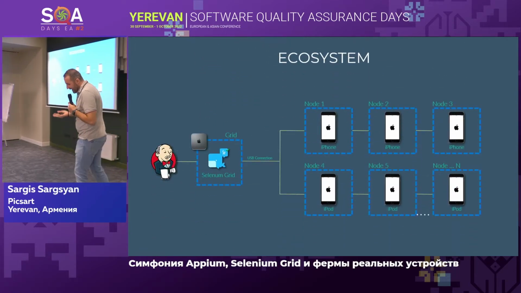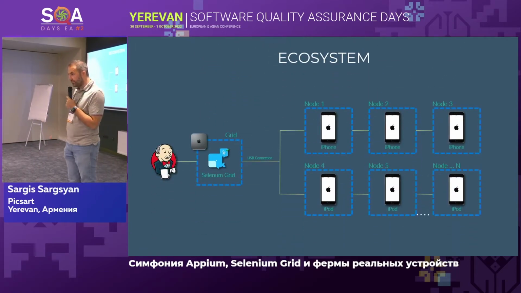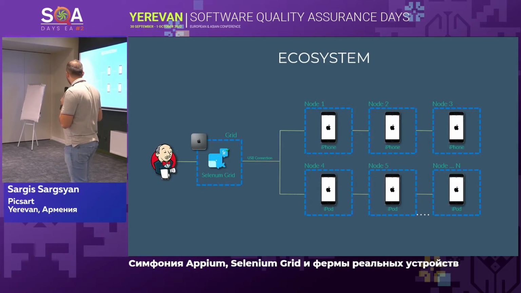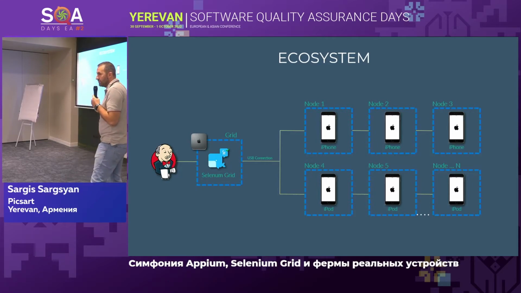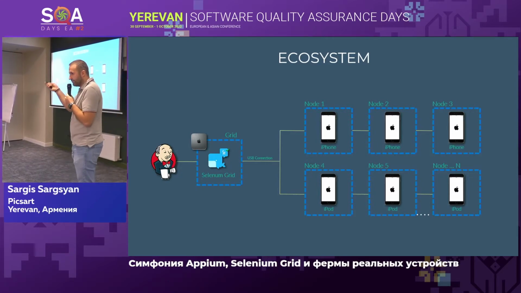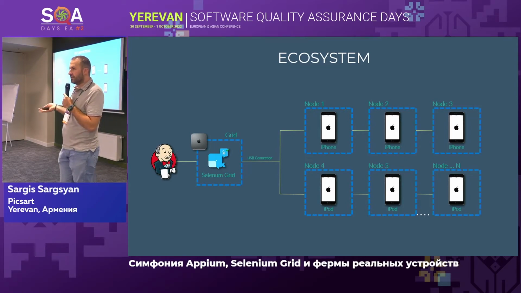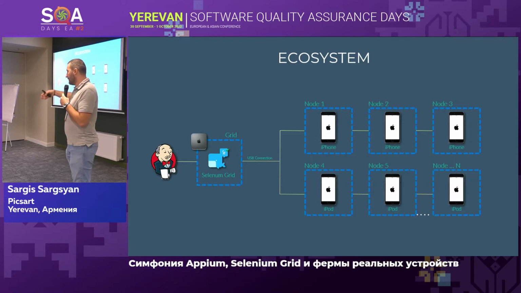So basically, the ecosystem looks like this. We have Jenkins here. We have this Mac machine, which is connected to Jenkins as a node, and we spin up the Selenium grid on this machine, and all these devices are connected with the USB hub to the same machine. And we register all these devices separately as nodes in the Selenium grid.